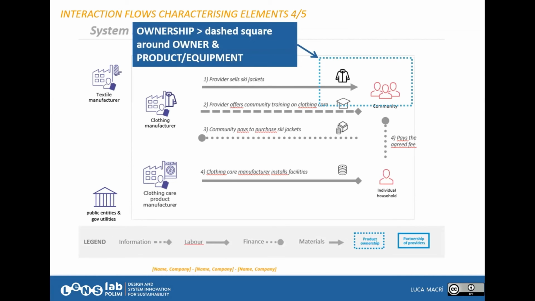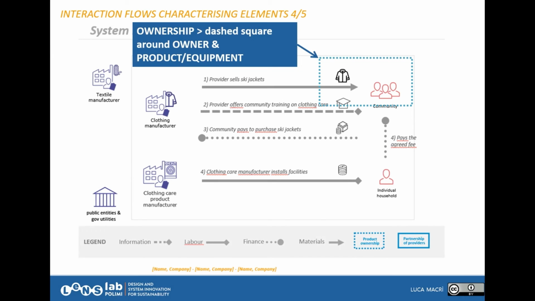A couple of other things. You saw that in S.PSS it is quite crucial to say who has the responsibility of what, and also who has the ownership of what. So this kind of rectangle with the dots identifies who is the owner of what. You see that in this case, within the rectangle there is the community, and also the jacket, which is the object the community is owning.